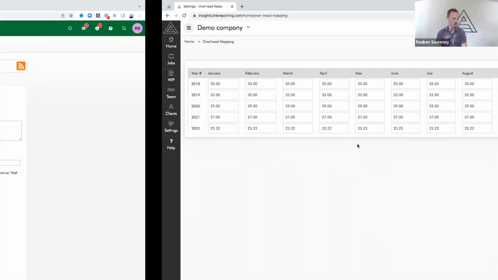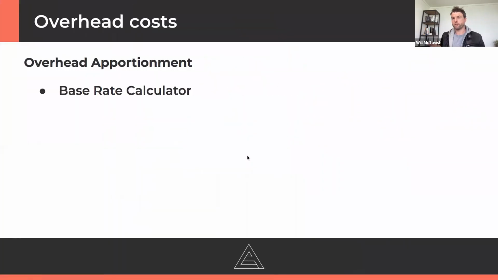Any questions on that, Will? Yeah, just want to quickly explain, Rubes, how those rates are used between a team report and a job report. Yes. So mainly, overhead rates get applied to jobs only. So it doesn't affect WIP. Costs aren't part of the WIP equation.